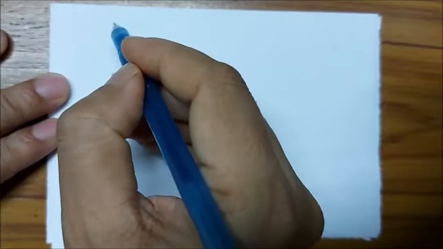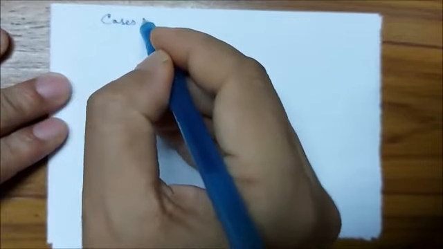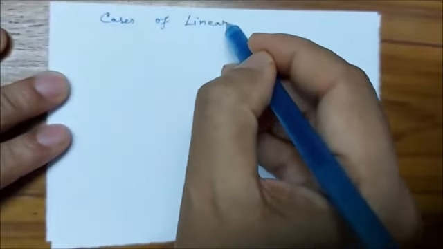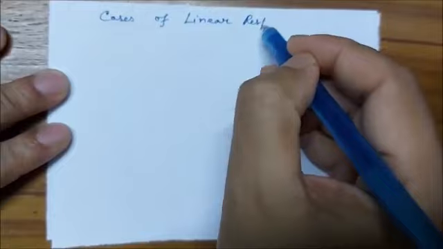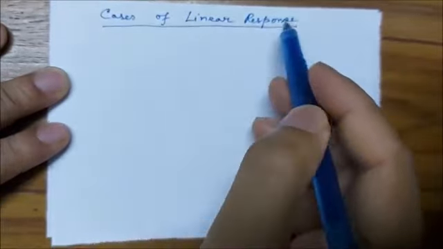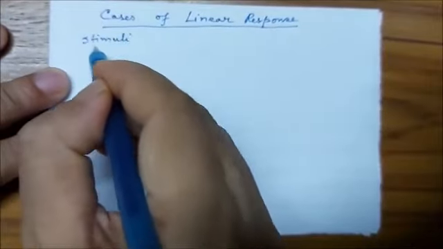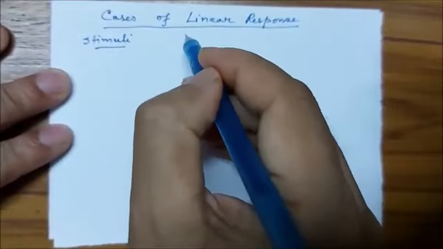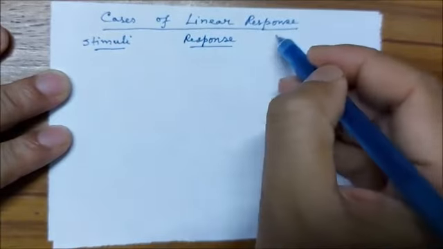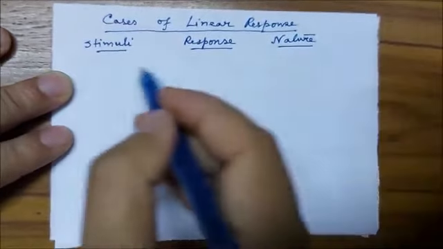Let us now go to application. We discuss cases of systems showing linear response. So in this column, we'll write down the stimuli, the response we'll write down here, and the nature of response we'll list in this column.